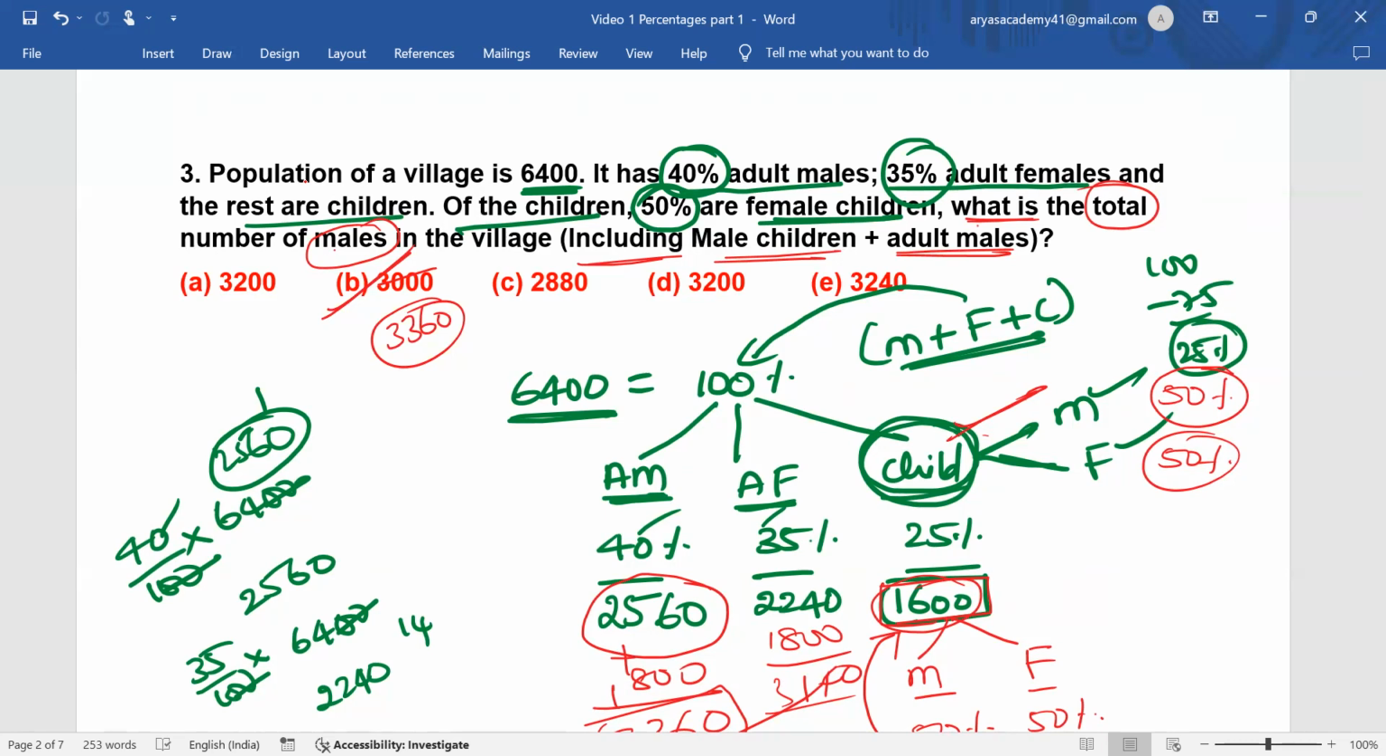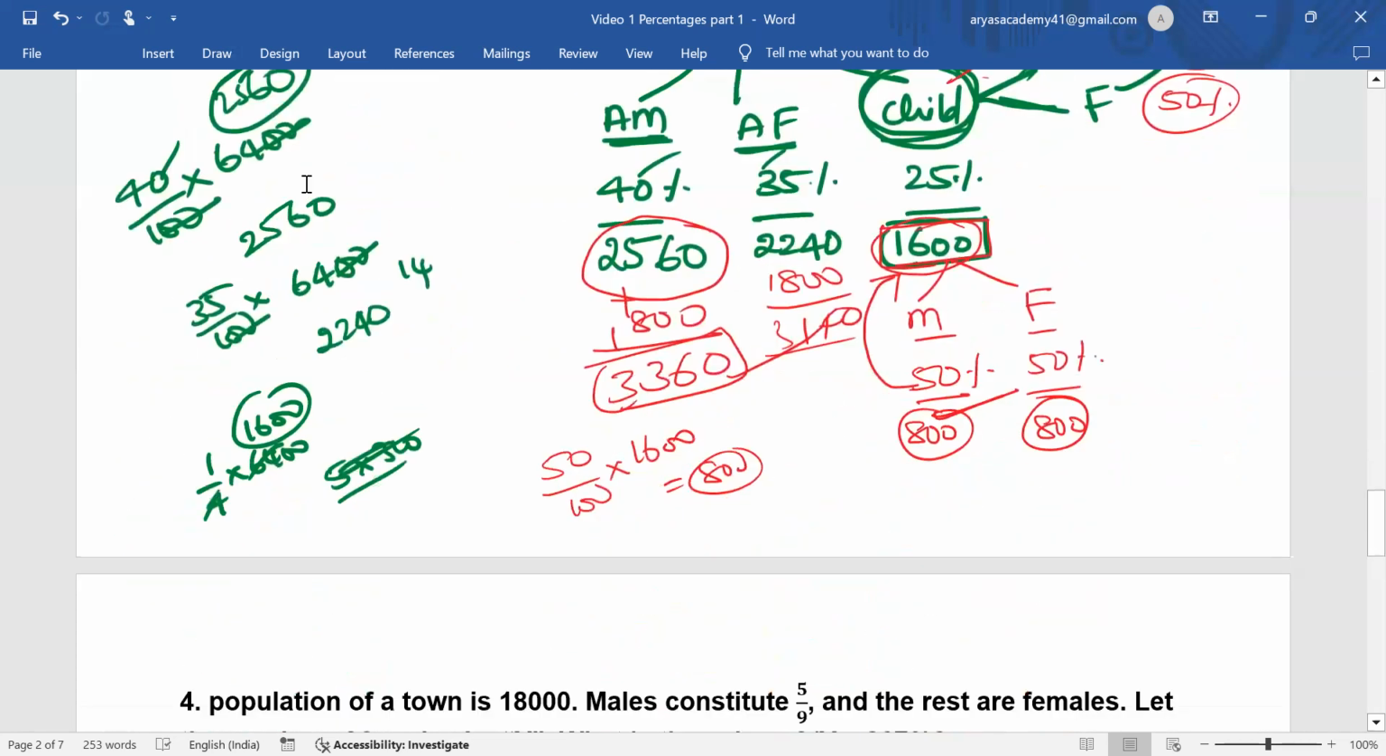Hope you understood. So you have to understand the categorization. First, we have divided that 100% into males, females and children, and later on we have divided the children again into male and female groups separately. So hope you understood, and I'm moving forward to the next question.